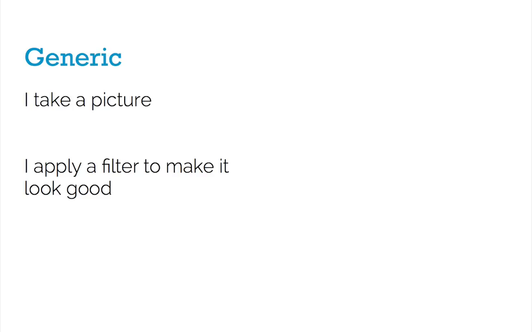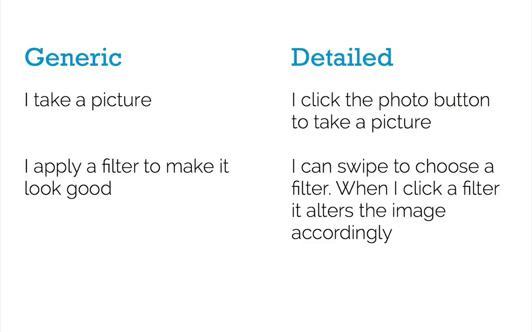There's two types of user narratives. One that's more generic, that says, as Kevin, I can take a picture and apply a filter to make it beautiful. The other type of narratives is more detailed and explicit. It describes each step of the flow. I click the photo button to take a picture. Next story is I can swipe to choose a filter. Then when I click a filter, it alters the image accordingly.